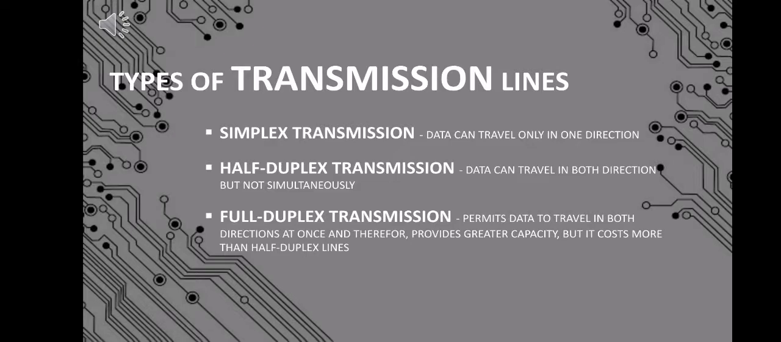Next is the full duplex transmission. It permits data to travel in both directions at once and therefore provides greater capacity, but it costs more than half duplex lines. In a full duplex system, both parties can communicate with each other simultaneously. An example of a full duplex device is plain old telephone service. The parties at both ends of a call can speak and be heard by the other party simultaneously.